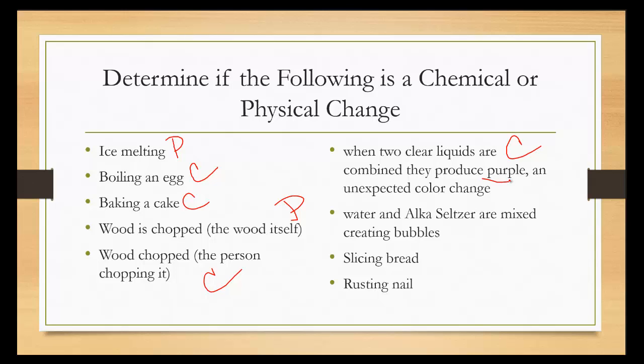Slicing bread. It's still bread at the beginning and at the end, so therefore it's physical. It's just smaller pieces of bread. And finally, rusting a nail. We had this example earlier. It's gone through a chemical change because you cannot unrust a nail. It's now rust. It's no longer considered the original composition. And that is physical and chemical changes.